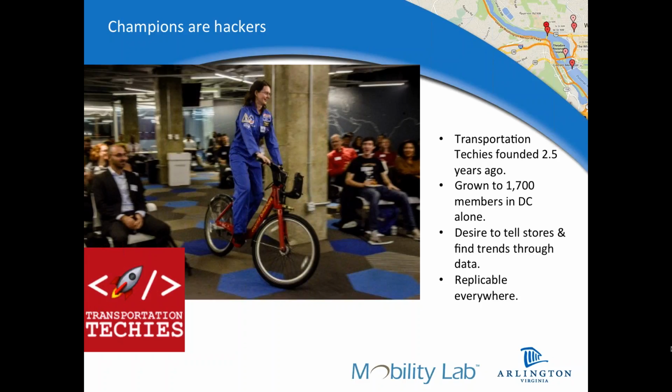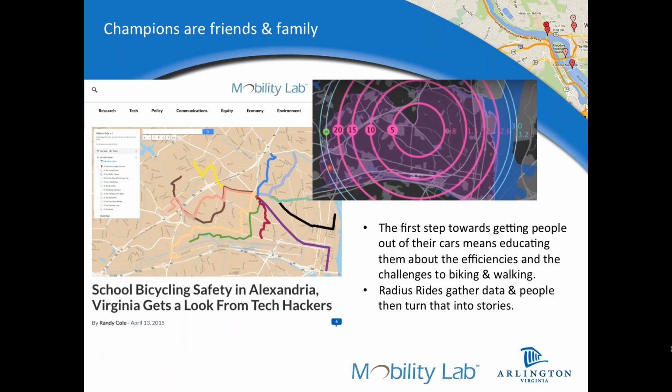So who knew there were 1,700 transportation techies in the Washington, D.C. area alone? And I think that suggests that there could be transportation techie meetups just about anywhere. There are probably safe routes geek meetups that could be happening, and may be happening, anywhere. And that could mean more data turned into stories, which could mean action from that data.